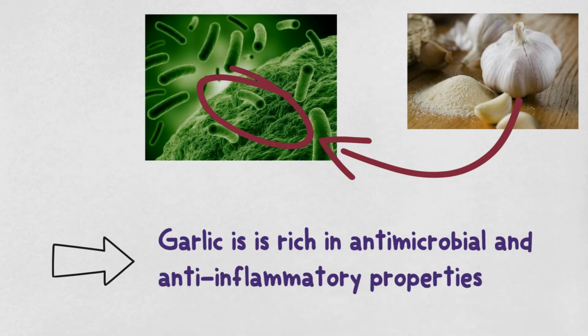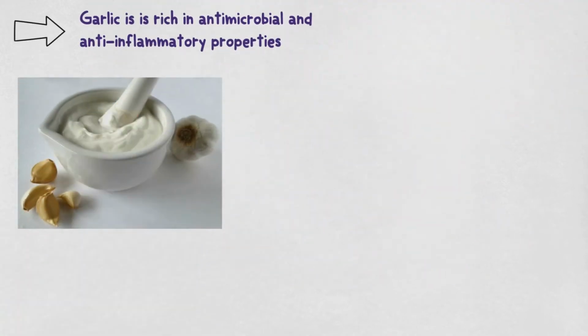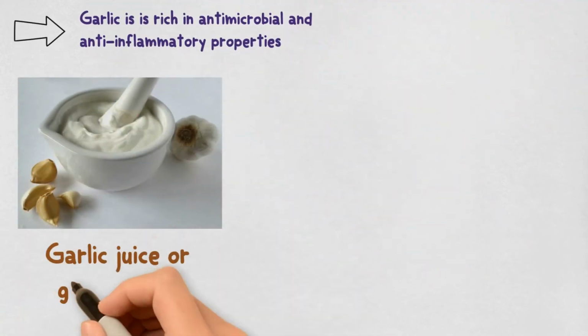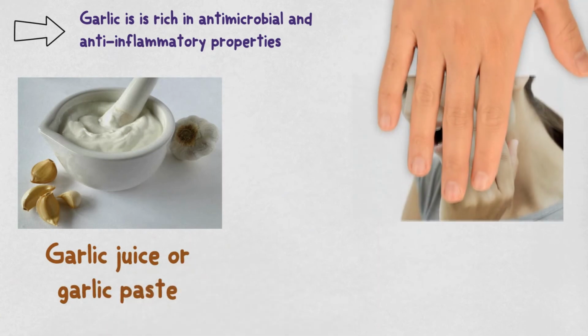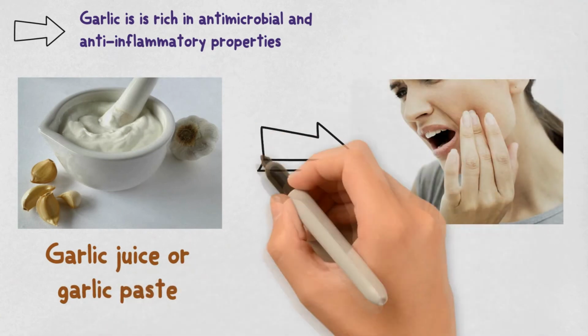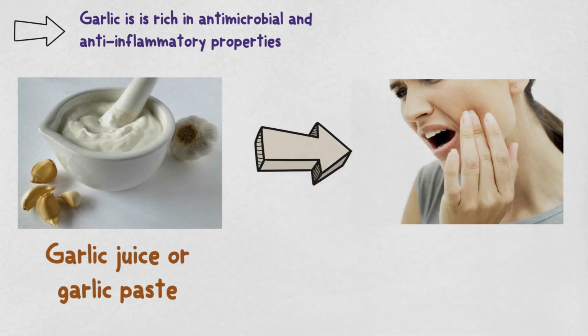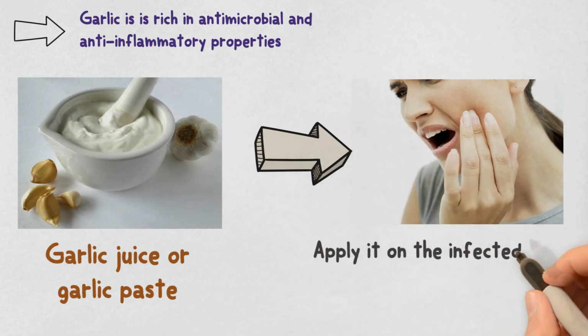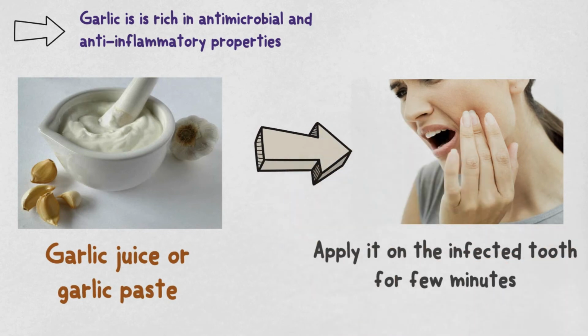rinse off with water. You can also add garlic juice into a cup of water and gargle with it 2 to 3 times a day. Add garlic to your cooking or salads to strengthen your immune system and combat the infection. But avoid internal consumption of garlic 2 weeks before surgery, as it can increase the risk of bleeding.